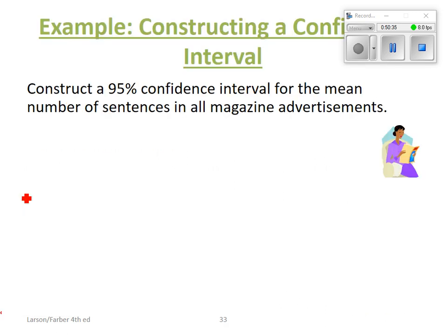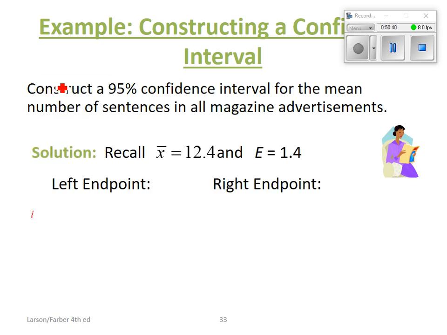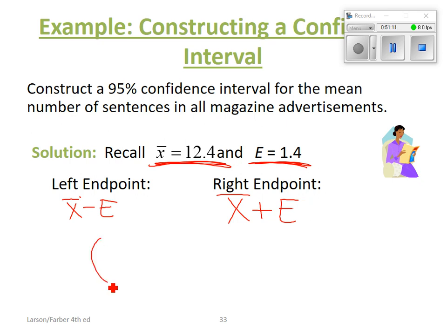Construct a 95% confidence interval for the mean number of sentences in a magazine advertisement. This is the one where X bar was 12.4. The margin of error was 1.4. We found it a second ago; I skipped over it. So all you're going to do to find the left endpoint and the right endpoint is take your X bar minus your E, and over here take your X bar plus your E. If you want to write it as an inequality, that's fine. If you just want to write it with the parentheses, that's fine also.